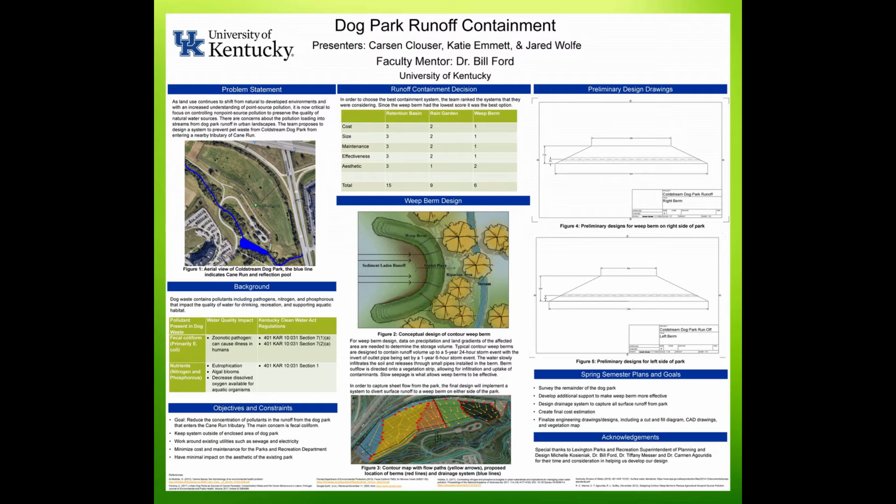With all these constraints in mind, we created a chart to compare the systems that we were considering. Since the project will be done by grant funding, we wanted to use the money as efficiently as possible. The size takes into account distance from the fence line and from the tributary. Maintenance takes into account how long maintenance takes, how many people will be required, and how often it has to be done. Effectiveness is about how much fecal coliform is removed from the runoff, and aesthetic is important so that the system isn't affecting how people see and smell the dog park.